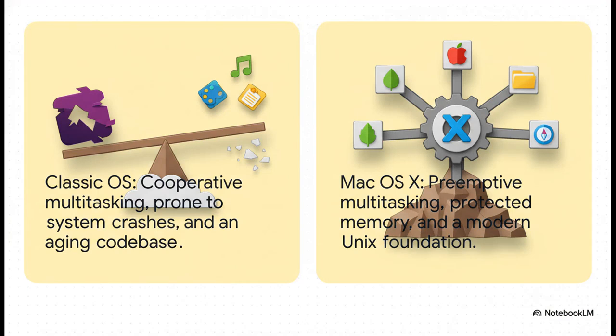The classic OS juggled tasks cooperatively. Think of it like a polite conversation where one badly behaved app could just hog the mic and never let go. macOS X introduced preemptive multitasking, where the OS is the boss, making sure everyone plays fair. It had that protected memory we just talked about, so no more system-wide crashes. And it was all built on this rock-solid modern foundation called Unix. Believe me, this was not just an update, it was a total rebirth.